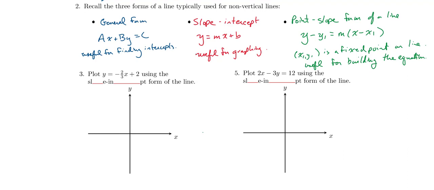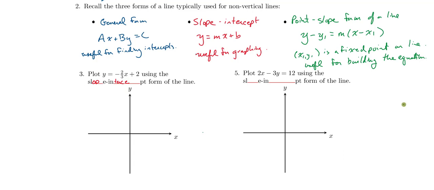So folks, in the last pre-work, we talked about the three different forms of a line that we're interested in. And these first two we want to talk about as we go to graph these lines. So let's go ahead and put this all into practice here. Number 3 says we want to plot y equals negative 2/3 x plus 2 using the slope-intercept form of the line. So how's this going to work?